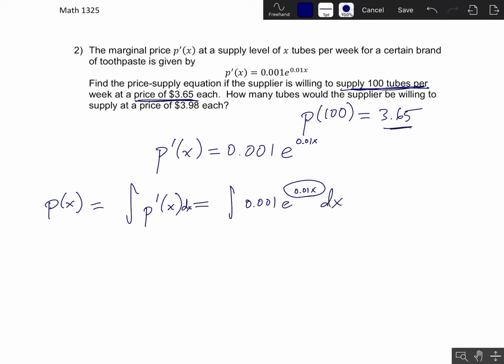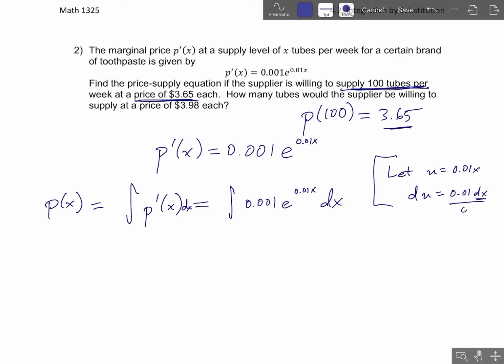Now in order to do that, because this exponent is sort of complicated, I'm going to treat that as my inside function. So I'm going to call that u. So I will say let u equal that inside function. That would mean that du is equal to just 0.01 dx. And again, because we're trying to get rid of dx, it might be useful to solve for this dx, or in other words, to isolate the dx. And to do that, you would just divide both sides by 0.01.